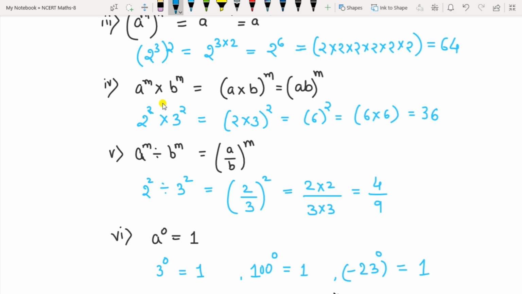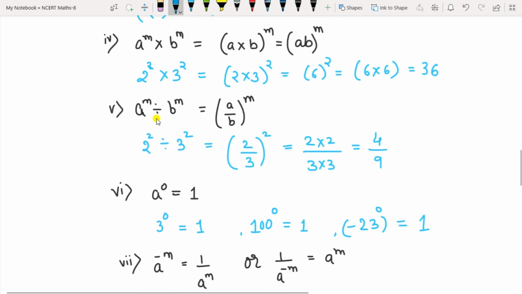Similarly, the same question for the fifth law. In case of division, the same thing applies. So 2 raised to 2 divided by 3 raised to 2, that becomes, power is taken as common, and 2 square means 2 2s are 4 and 3 square means 3 3s are 9. So answer is 4 upon 9.